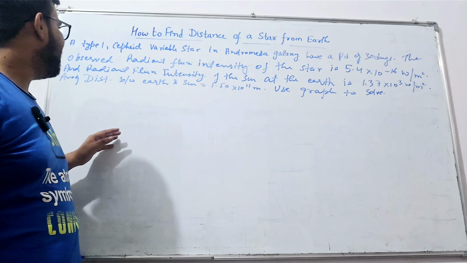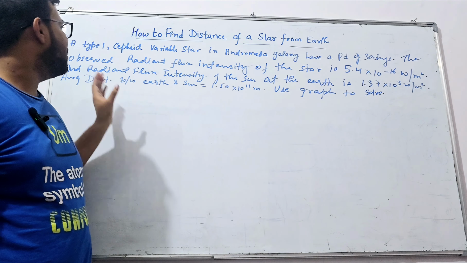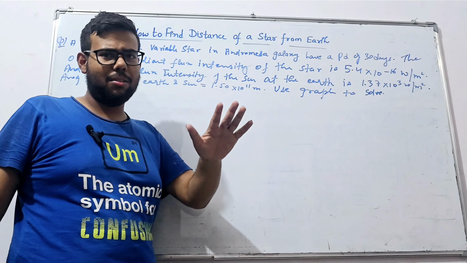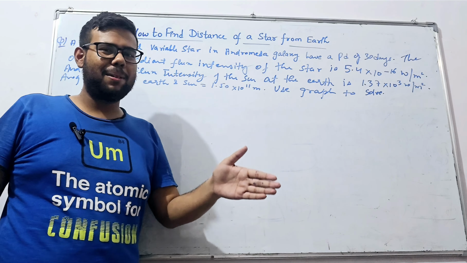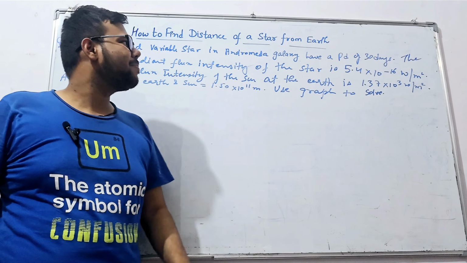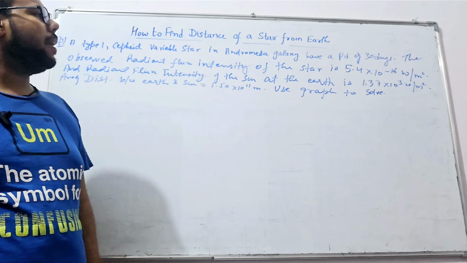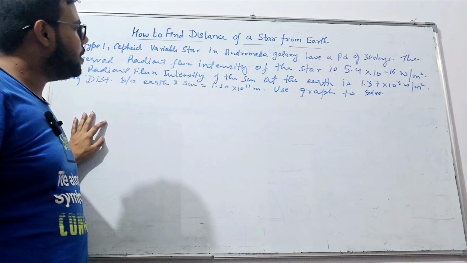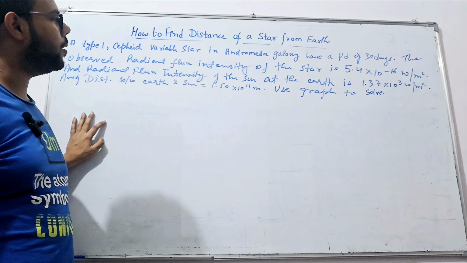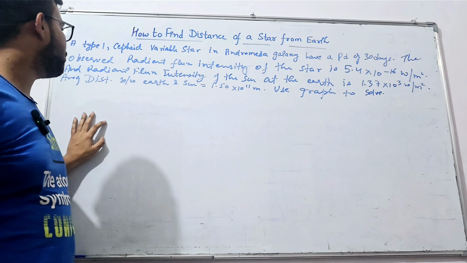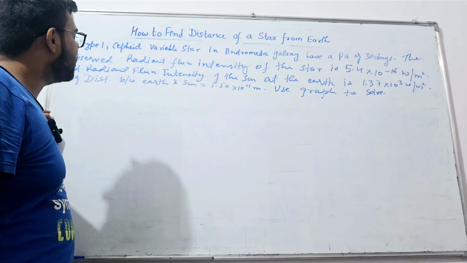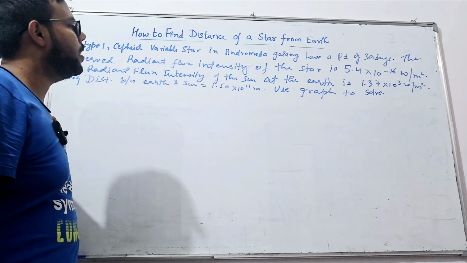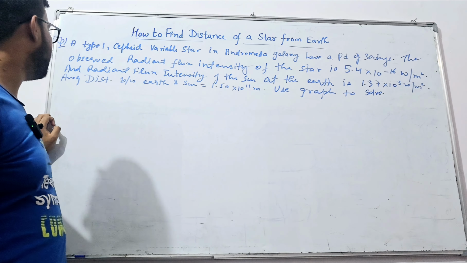Now we have the question: a type 1 Cepheid variable star in the Andromeda galaxy. What is the Andromeda galaxy? You all know, it is the galactic neighbor of the Milky Way, that is our galaxy. It has a period of 30 days. The observed radiant flux intensity of the star is 5.4 × 10^-16 watt per meter square, and the radiant flux intensity of the sun at Earth is 1.37 × 10^3 watt per meter square.